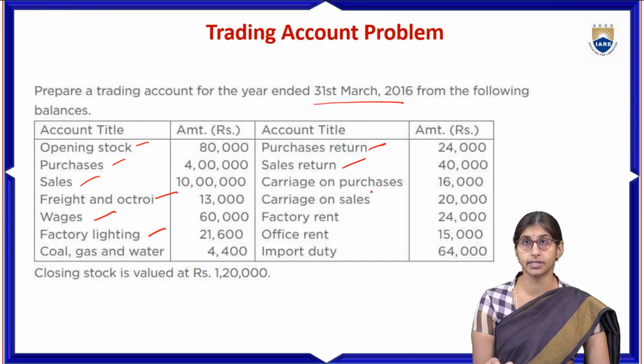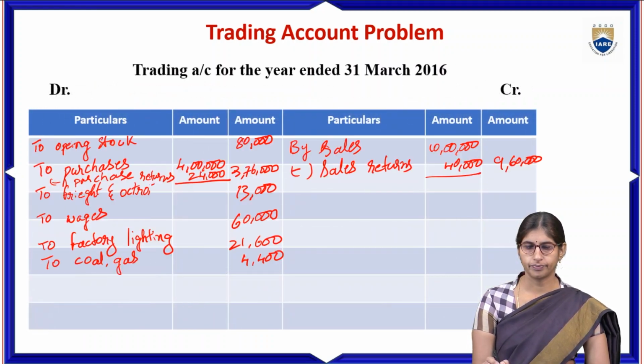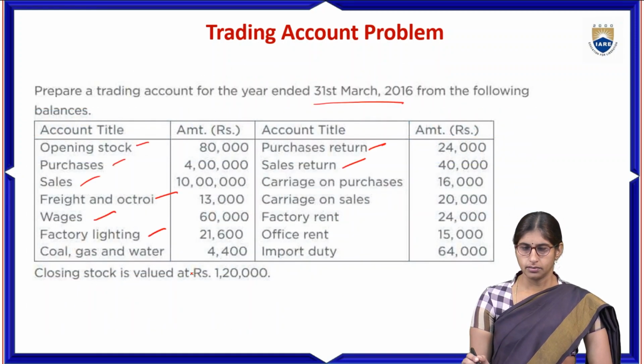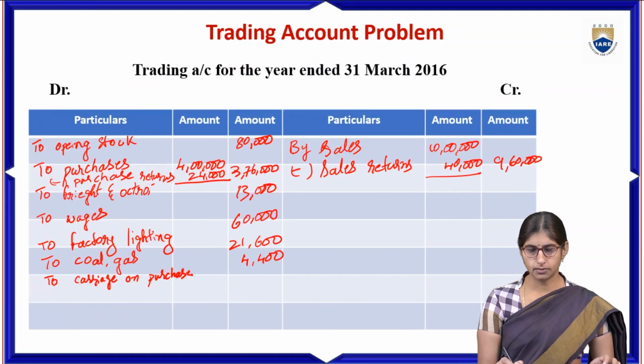Carriage on purchase. Carriage on purchase means when we purchase, we are going to get the goods in. So that is carriage inward. It is also expenditure. So we write carriage on purchase. The amount is 16,000.